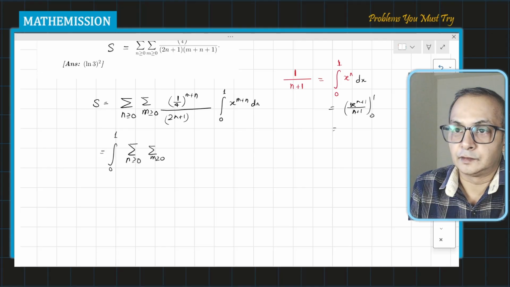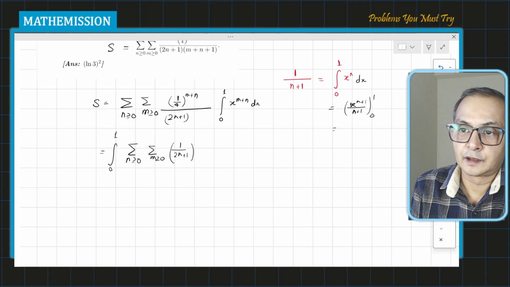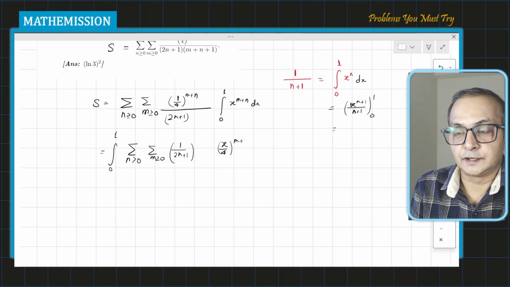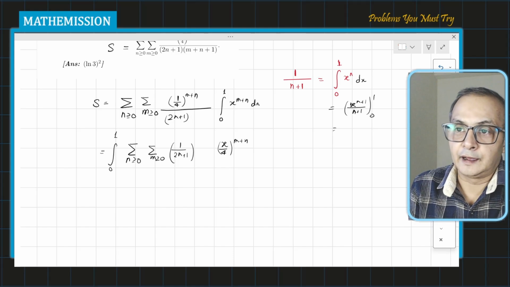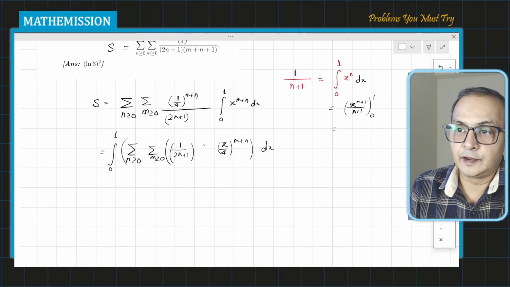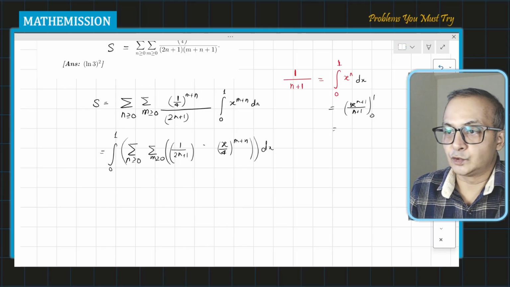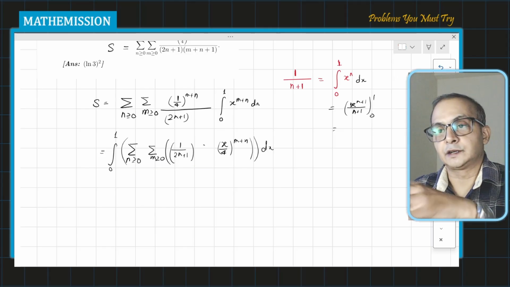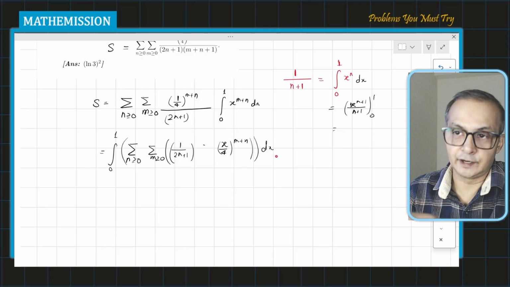This 1 by 2n plus 1 as it is, and this I'm writing x by 4 to the power m plus n, and this is summation already here, and dx. The idea is that when you add them by using the summation sign, and whatever result comes in terms of x, I will again integrate it.